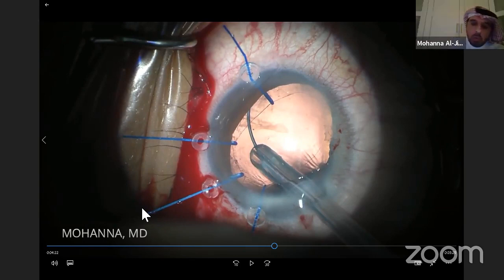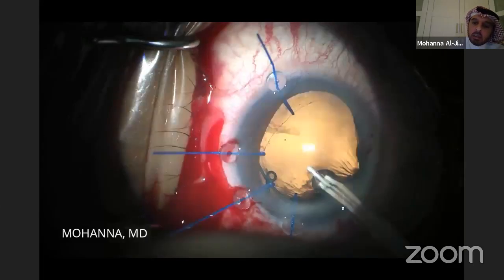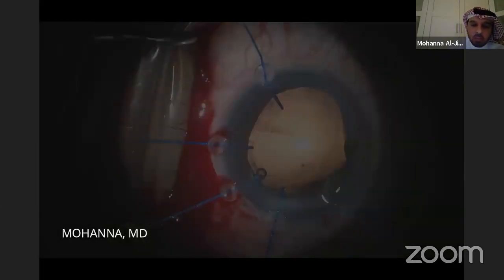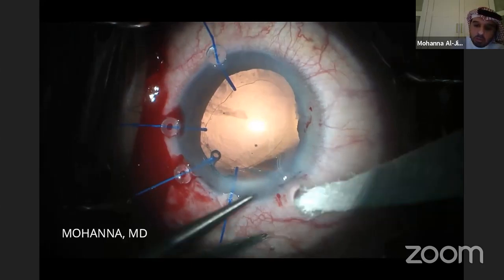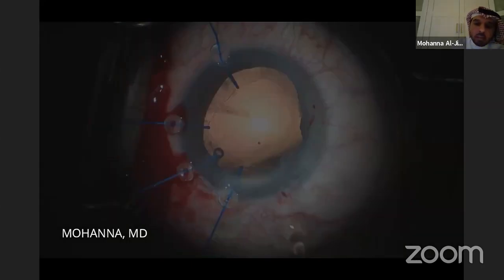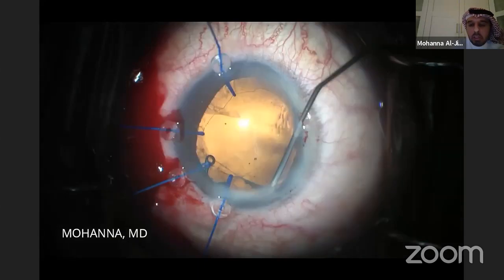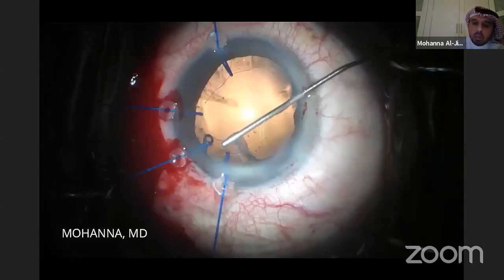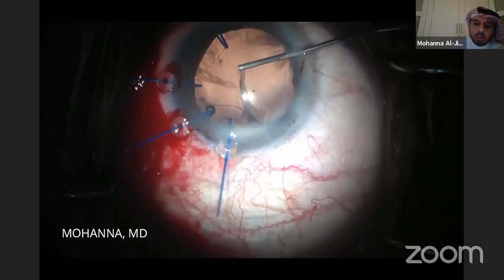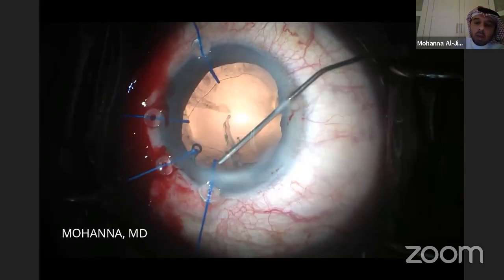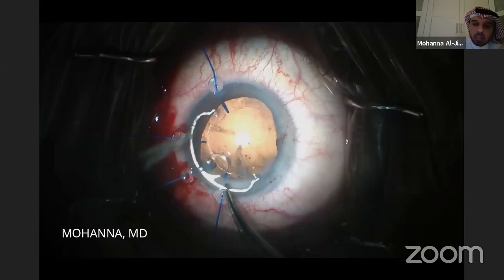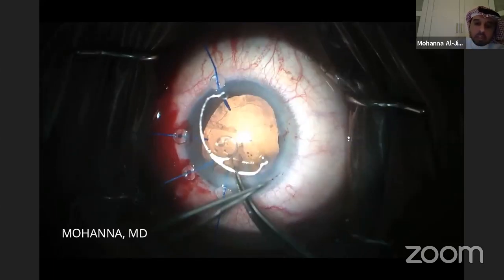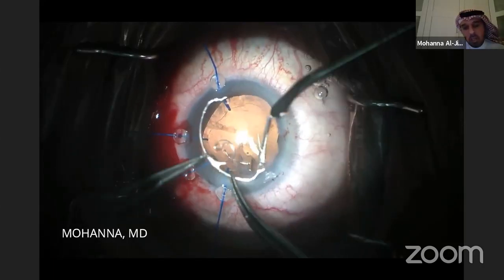Excellent. So what I did here, I injected my capsular tension ring, making sure that the capsular tension ring is in the bag. And then I noticed that I have vitreous coming from the main wound. So I did a limited anterior vitrectomy. I created a paracentesis to pull the vitreous away from the wound. And while waiting for the vitrectomy to be ready, I just tested my capsular tension segment that I'm going to implant, as Dr. Ma'an and Dr. Ali mentioned.